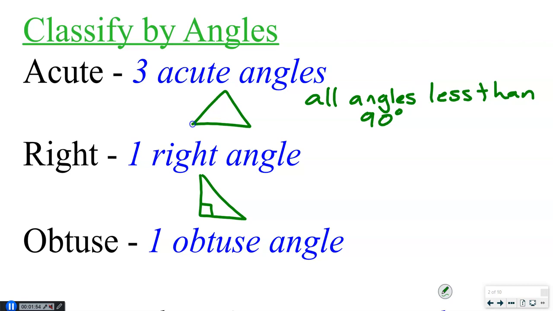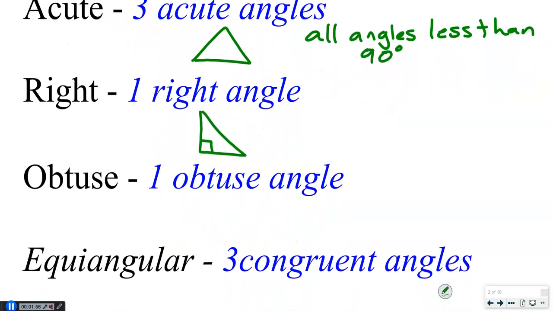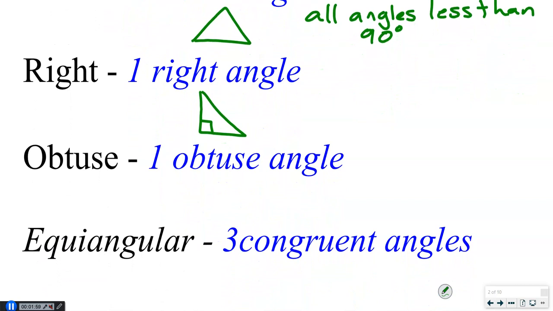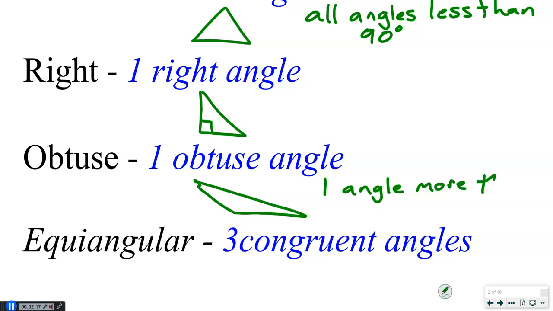An obtuse triangle has one obtuse angle. So kind of like the same rule with the right triangle. If there's just one obtuse angle in there, it will be an obtuse triangle. And an obtuse angle is an angle more than 90 degrees. So one angle more than 90.